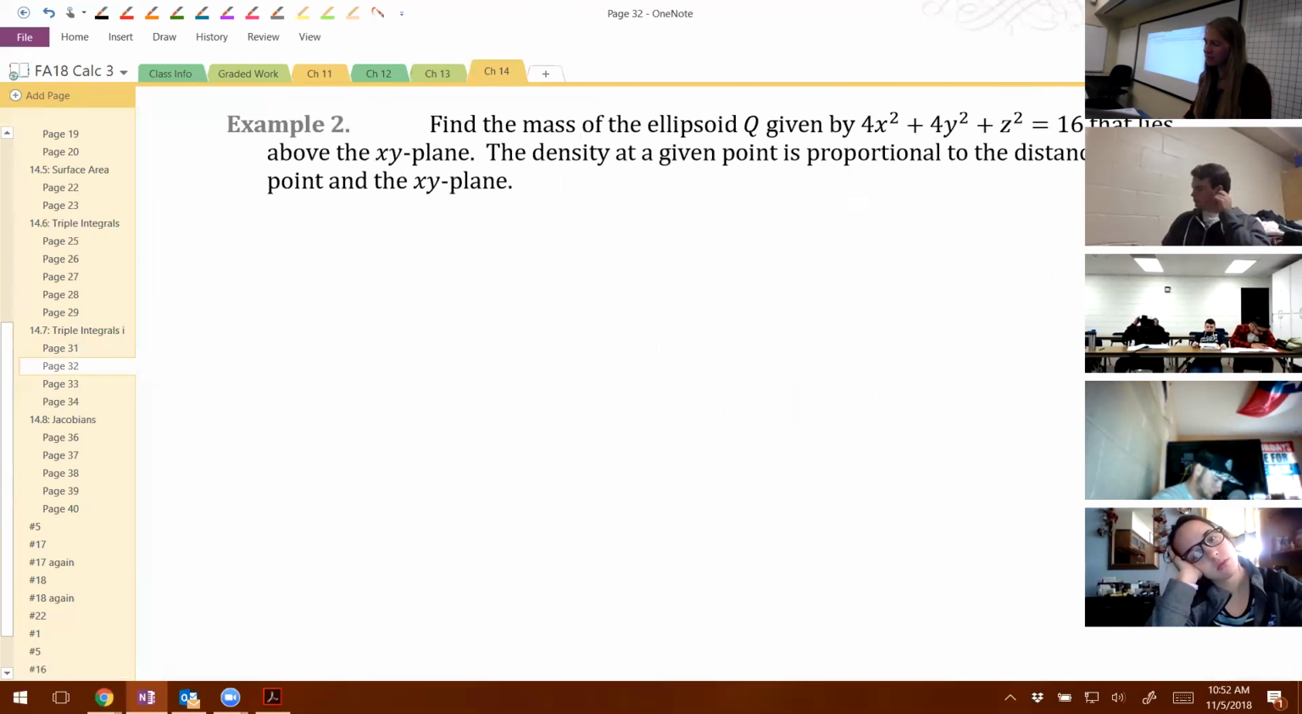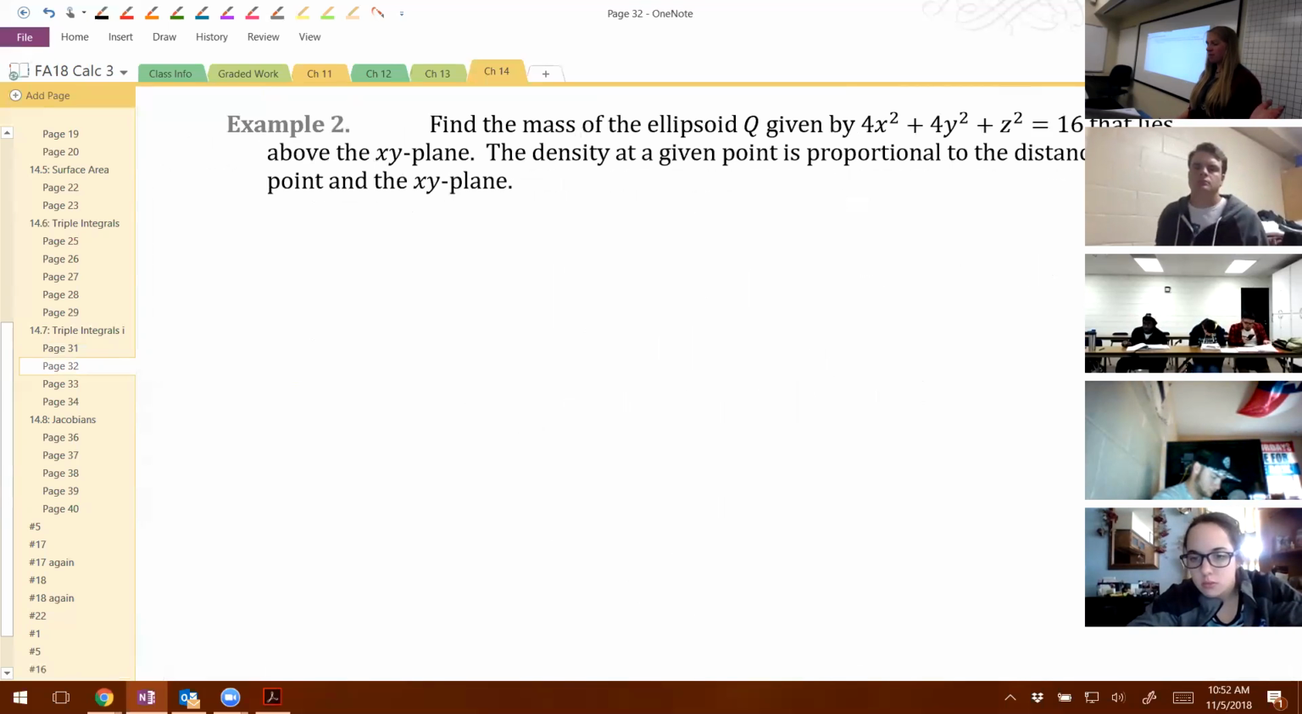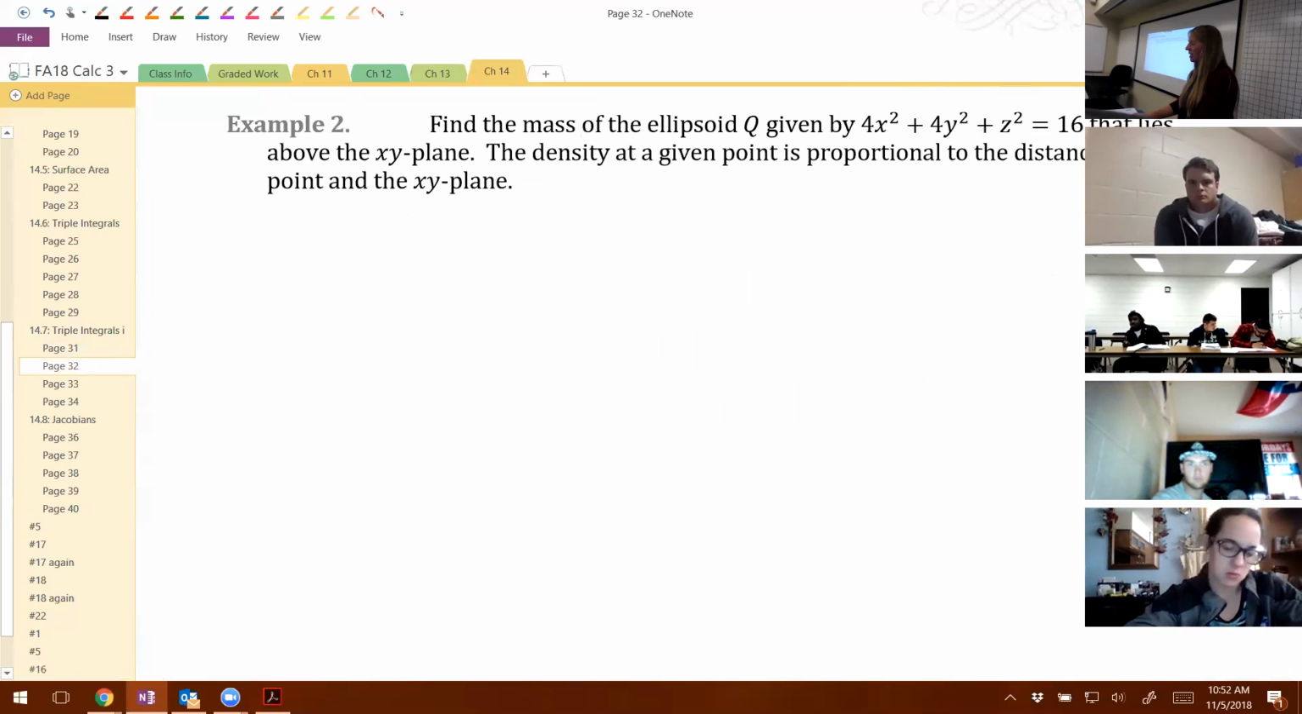Example 2. Find the mass of the ellipsoid given by that equation that lies above the xy plane. The density at a point is proportional to the distance between the point and the xy plane. Mass, we know, usually leads into centroid problems. We're not going to do a whole centroid problem with this, but similar idea to what we have with that.